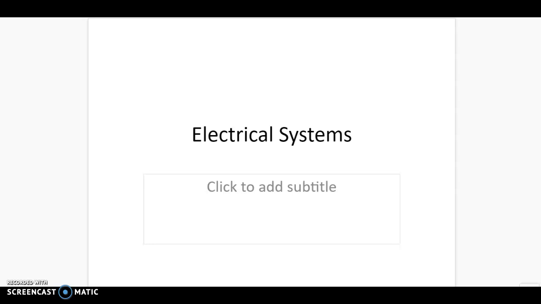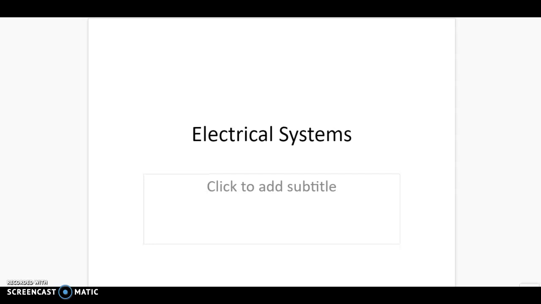Hey physics peeps, we're going to go over series and parallel circuits. And really our goal is to be able to solve for the resistance, the voltage, and the current at different points throughout the circuit. I'll show you what I mean by that here in a little bit.